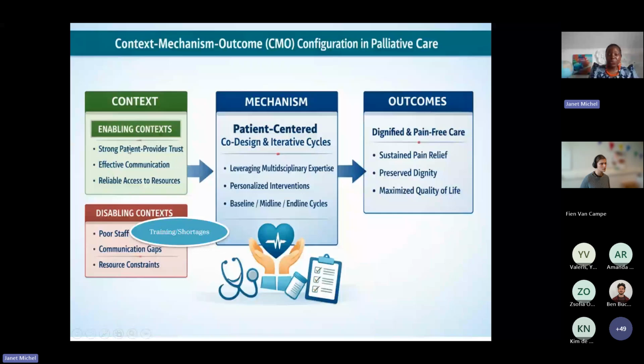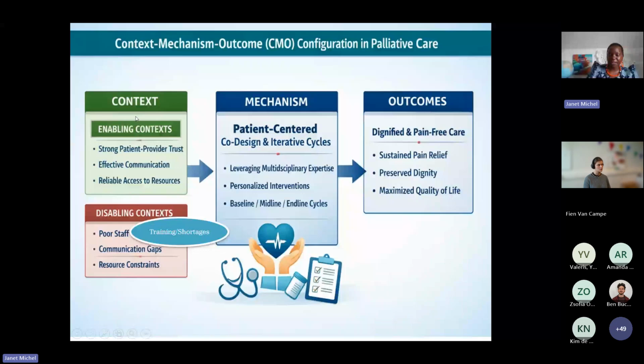And what enabled that? Then we realize, okay, it was because of this strong patient-provider trust and the access to resources. But we also know that if, for example, the situation changes and all of a sudden you have staff that is poorly trained and communication gaps, then these outcomes are bound to be affected. And so it's so important to monitor the theory of change and the assumptions regularly.